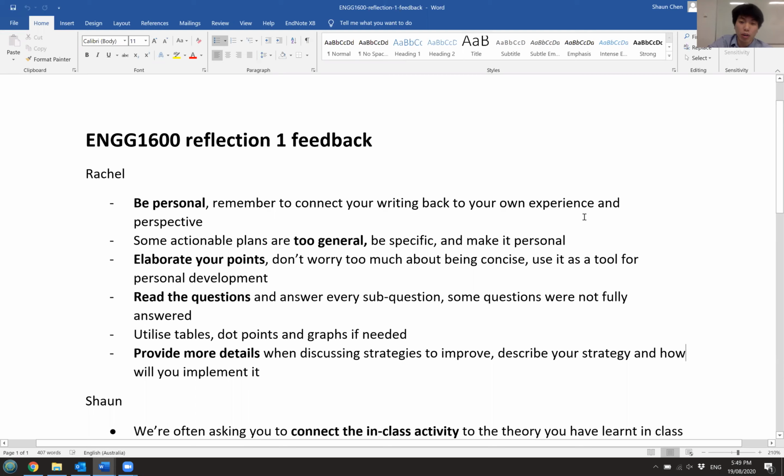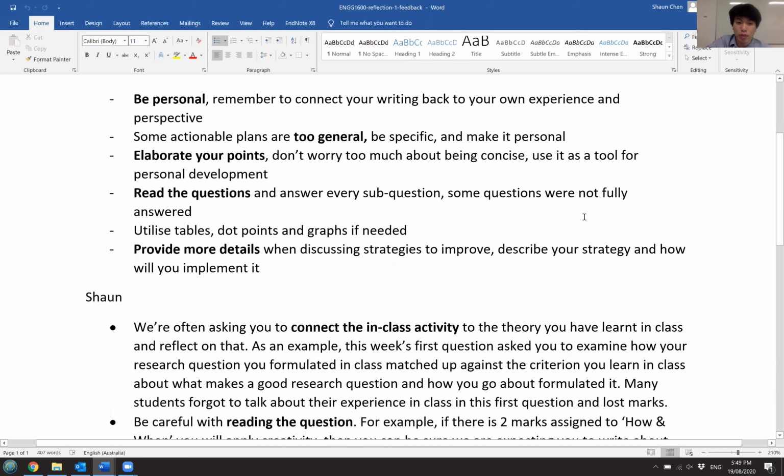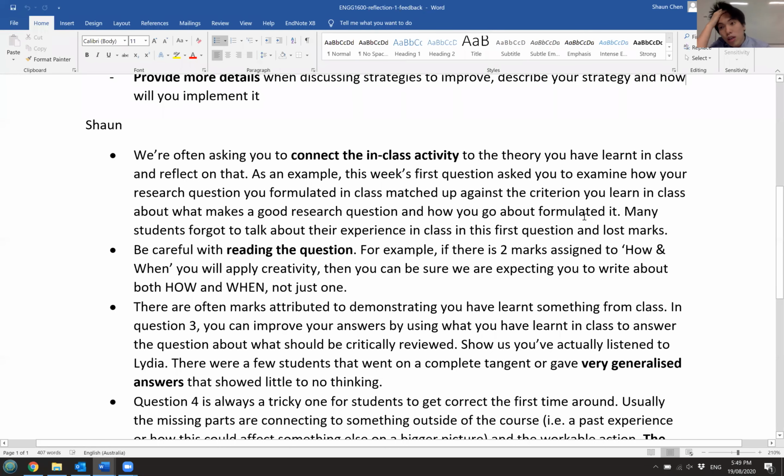In my own comments, I echo a lot of them, and mine go into a little bit more detail. These are my thoughts. So in terms of the stuff that you wrote in your reflection, there were some really good ones, and the really good ones really looked at connecting what they learnt in class, the actual activity, to what the question is asking you to do.